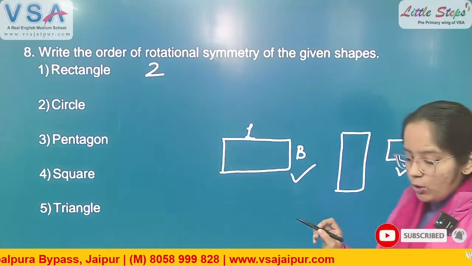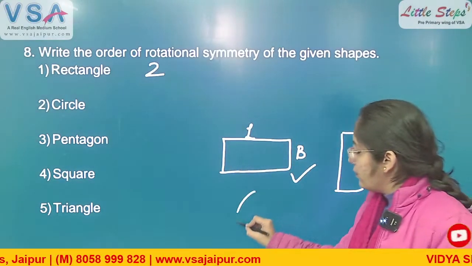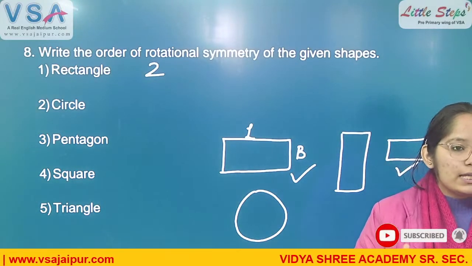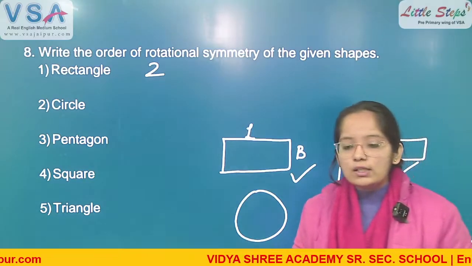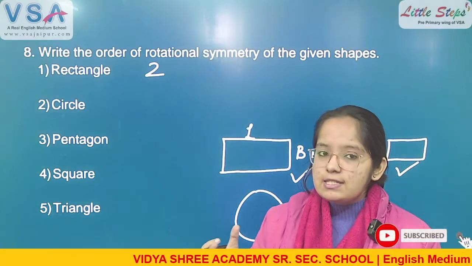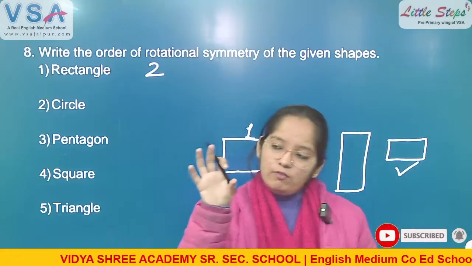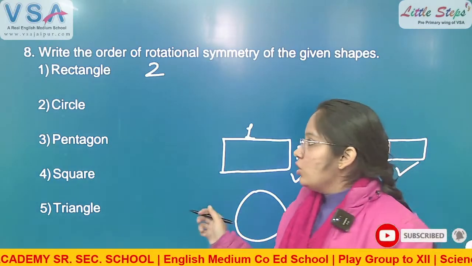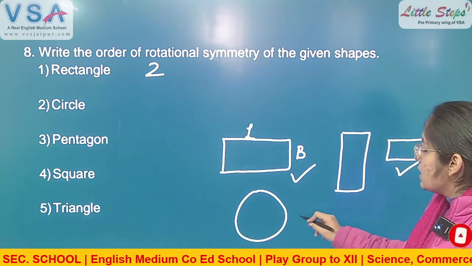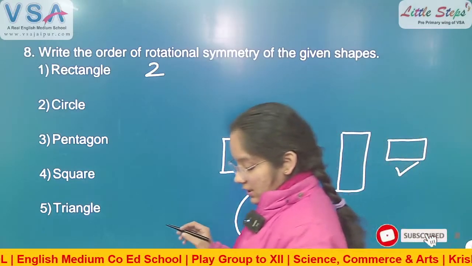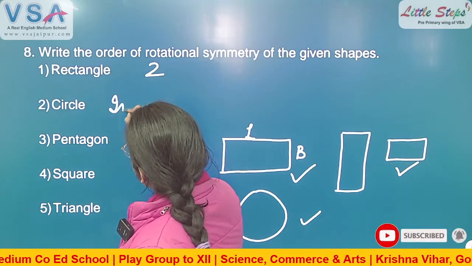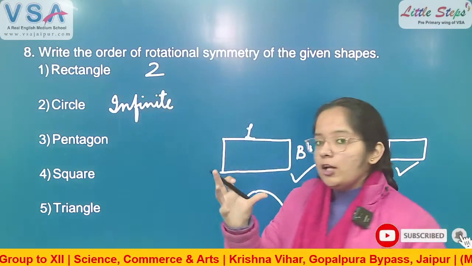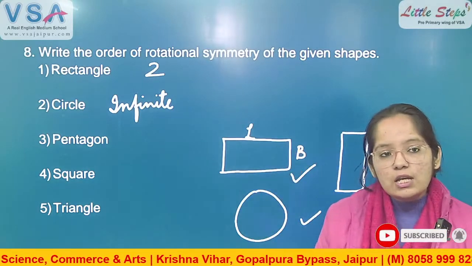When we are talking about a circle, no matter at what degree or angle we rotate it, how many turns we give it, it will remain the same. It will actually look the same as before. So the order of rotational symmetry in a circle will be infinite. Infinite means that it cannot be counted. It will be rotated and it will look the same.